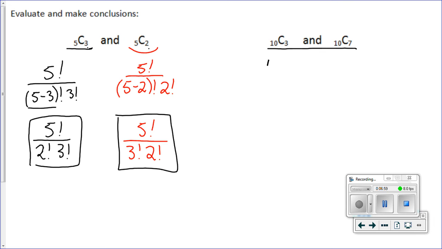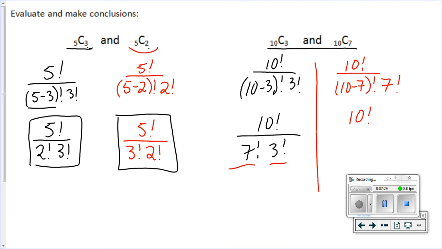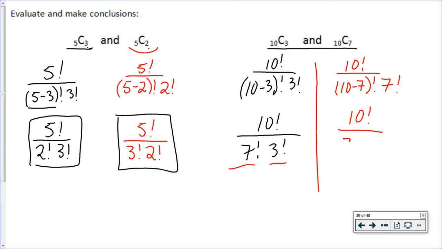Okay, what you should see here is a very similar thing, where we have n factorial, n minus r factorial, r factorial, and so this is going to be 10 factorial over 7 factorial and 3 factorial. And in this combination over here, I've got 10 factorial over 10 minus 7, which you can see becomes the 3, and then r factorial is the 7. So I end up with 10 factorial over 3 factorial, 7 factorial. And so I get the same value in each case. They're the same.